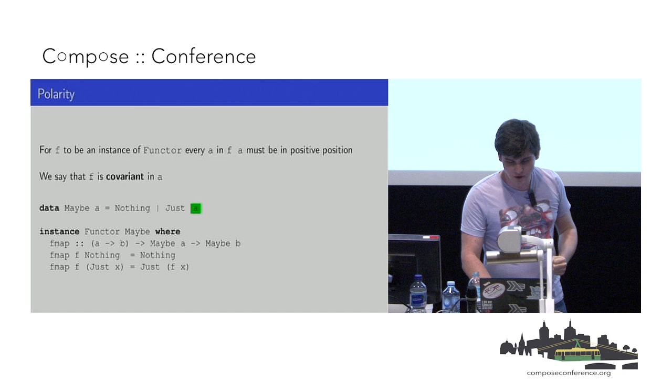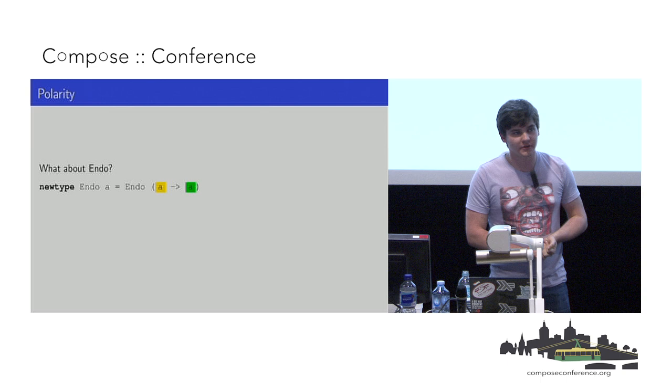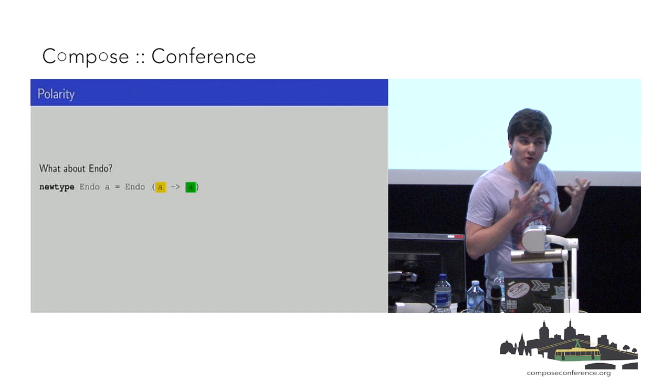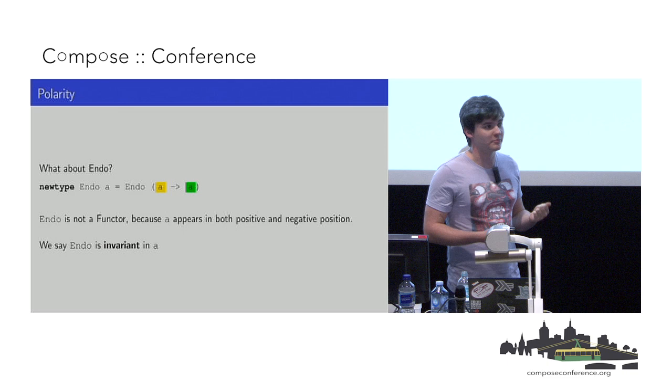What about this type? This is the type of endomorphisms on A, or functions from A to A. So in this type, we have A occurring both in positive and in negative position, right? It's both a function parameter and return type. This thing is not a functor because A appears in both positive and negative position. Or it's not a covariant functor. We say that Endo is invariant in A.